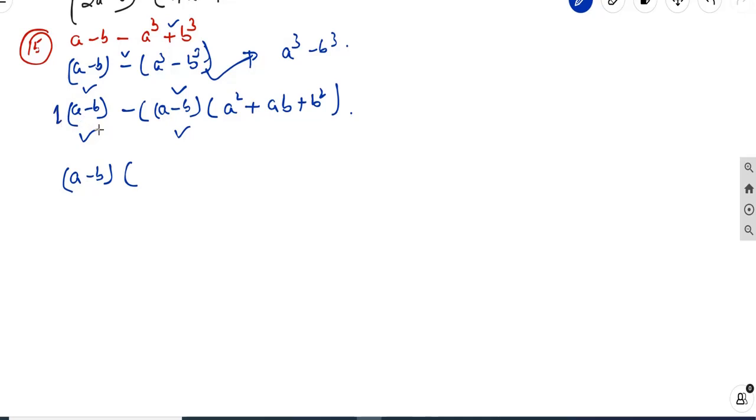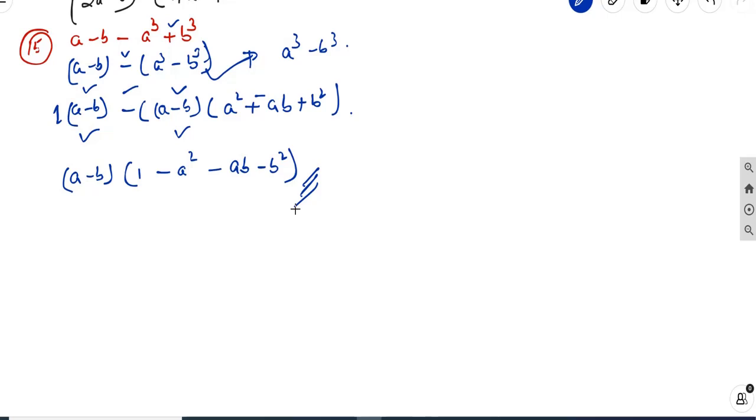So 1 into this one, so it is 1 minus a square, so minus into plus, so this becomes minus AB. Okay, again minus into plus, it becomes minus b square. So this is the solution for your problem number 16.